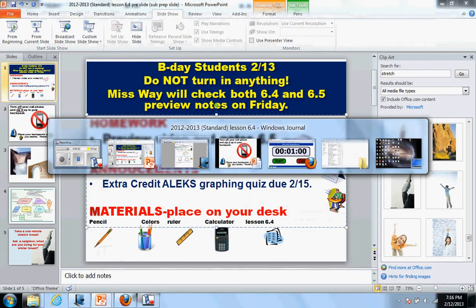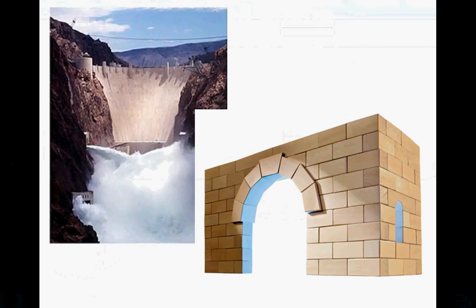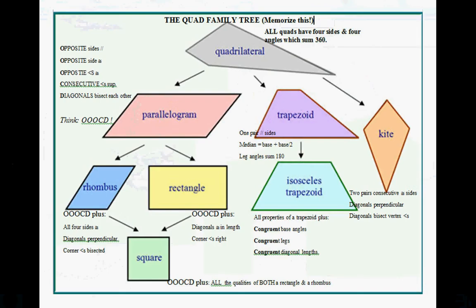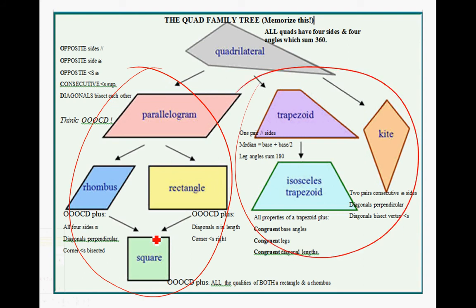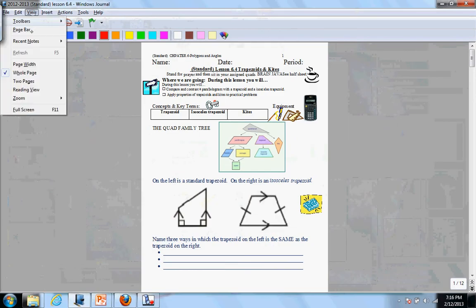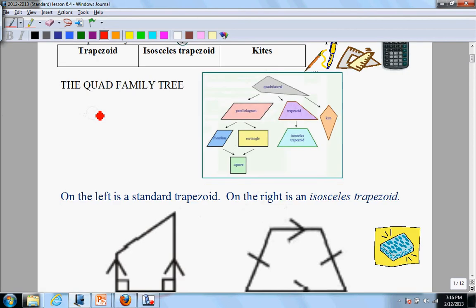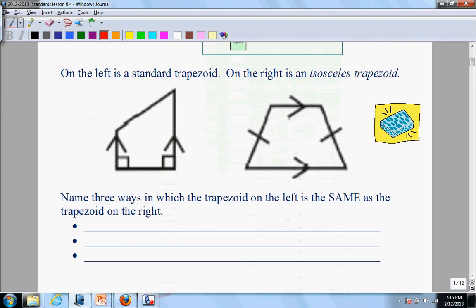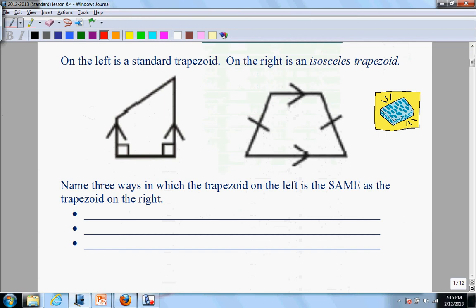Taking a look here, we've been working on the quad family tree. We've been here at the OCD family of parallelograms, rectangles, and rhombi. That was last class. This class, we're going to be over here on the non-OCD family. Taking a look at your notes, we're first going to look at what makes all trapezoids in common. So on the left is a standard trapezoid, on the right is an isosceles trapezoid.